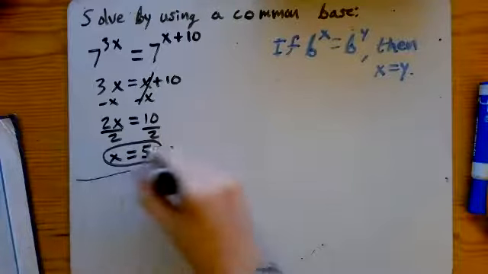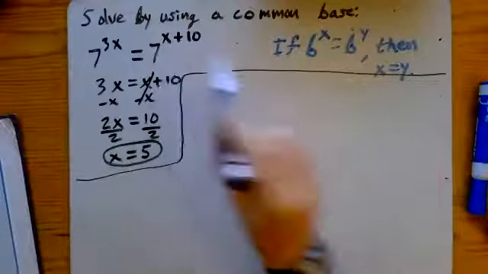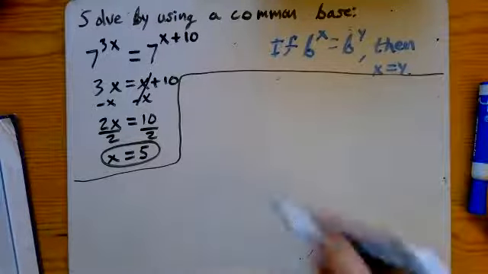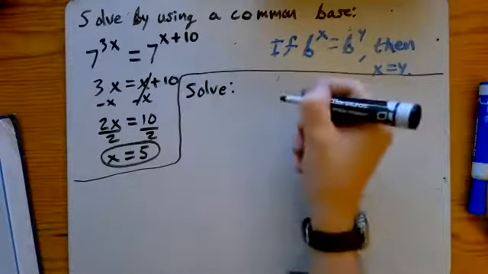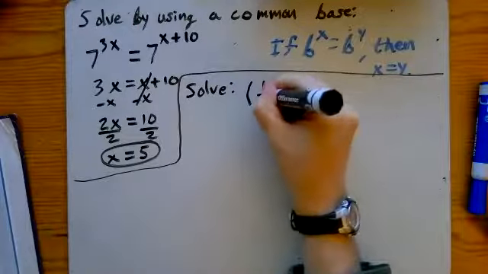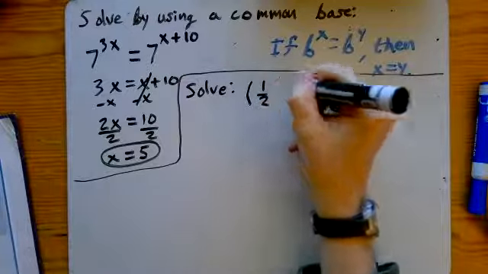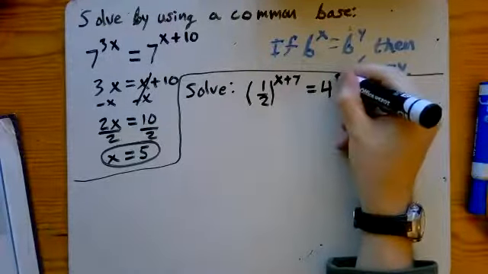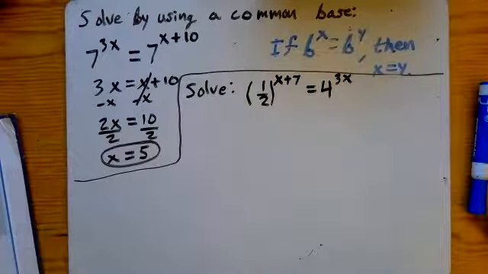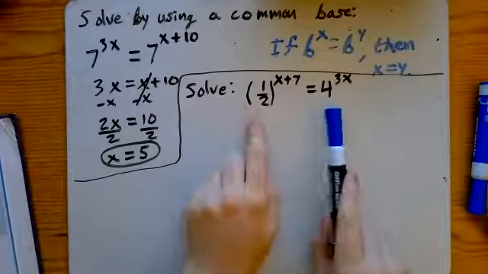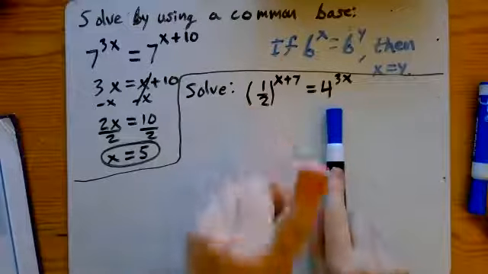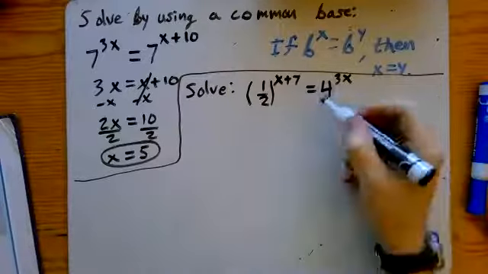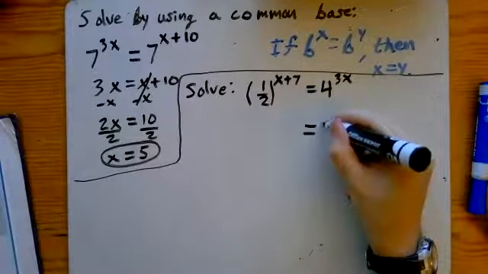Now, this particular situation was easy because the bases started out common. Both of them started with a common base. Let's try another one. This one's going to be a little bit uglier. Let's say one half to the x plus 7 equals 4 to the 3x. Now, these two exponentials obviously don't have a common base. One half is not the same as 4. These are different numbers. But we can rewrite both sides so that they are exponentials with common bases. I can do this by recognizing that 4 is 2 squared. So the right side here, this 4, is really a 2 squared.